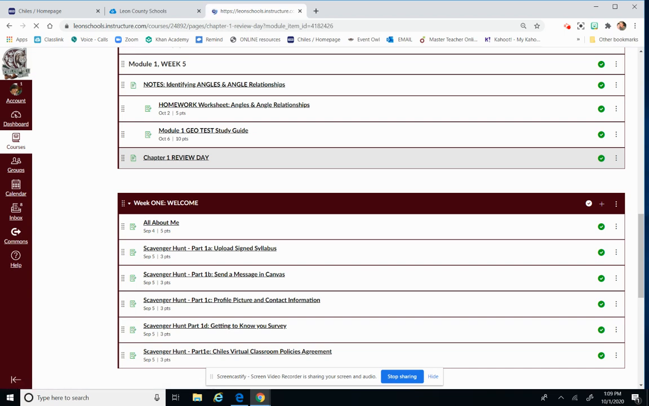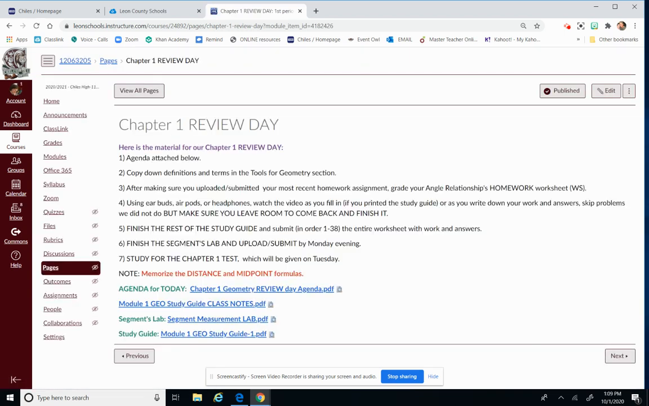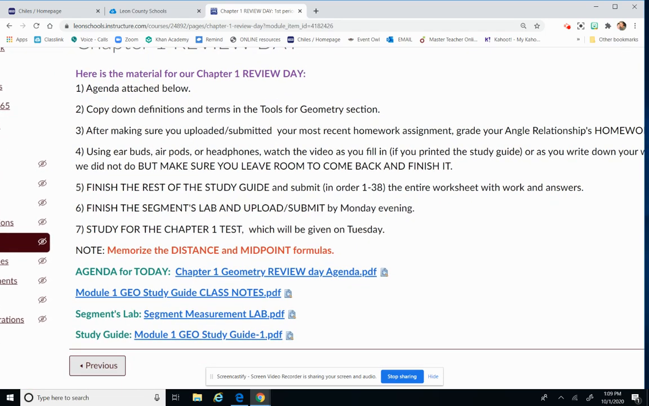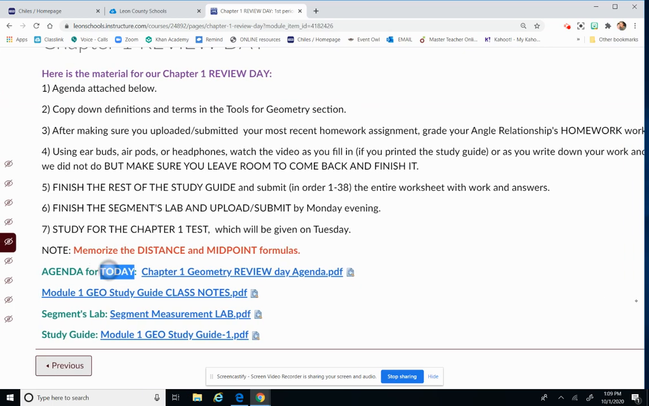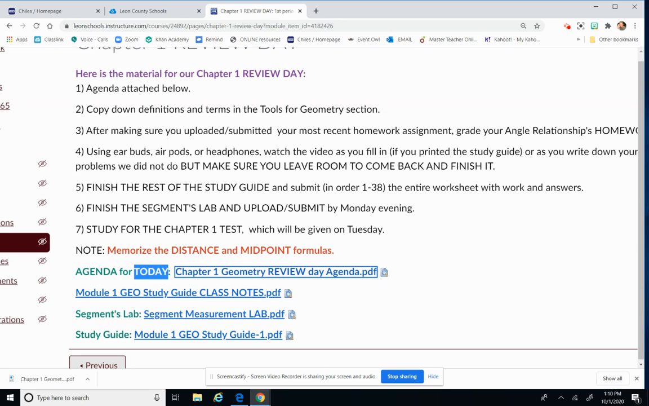All right, we're just waiting for the review day to pop up, and then I'm going to go over what we're going to do. All right, so here's the material for our Chapter 1 review day. The agenda is attached below. So we're going to click right here where it says agenda for today. Okay, we're going to click on that agenda. All right, it opened up at the bottom of my page, so I'm going to open it up for you.